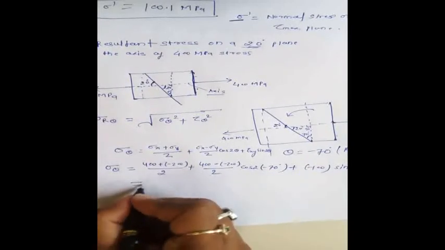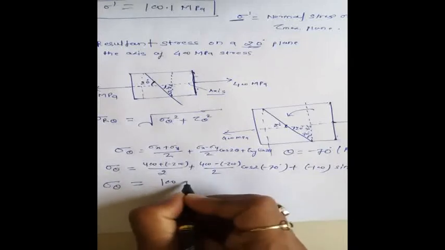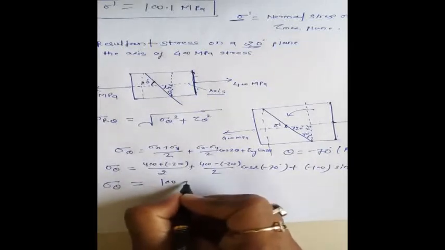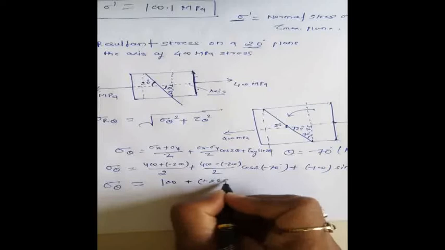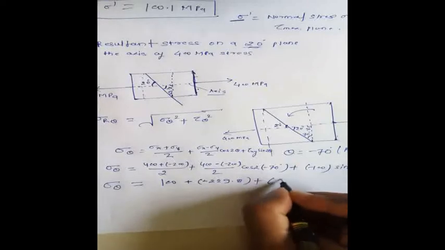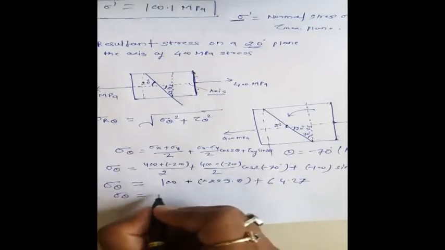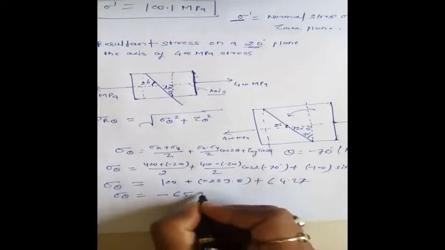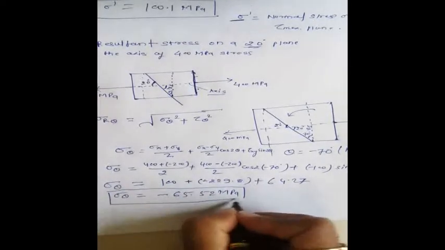Now if you solve this, you will get 100 minus 229.8 plus 64.27. So sigma theta will be minus 65.52 megapascal. Now we have found out the sigma theta value. So the sigma theta value is minus 65.52 megapascal.